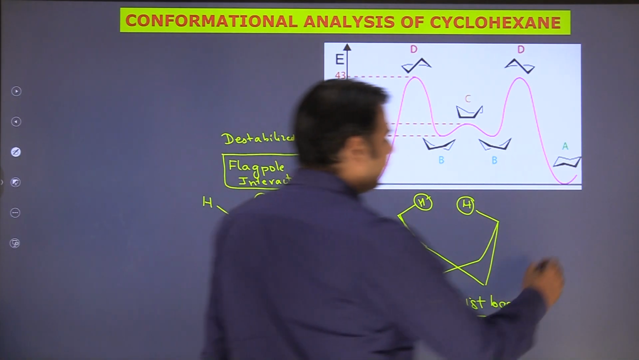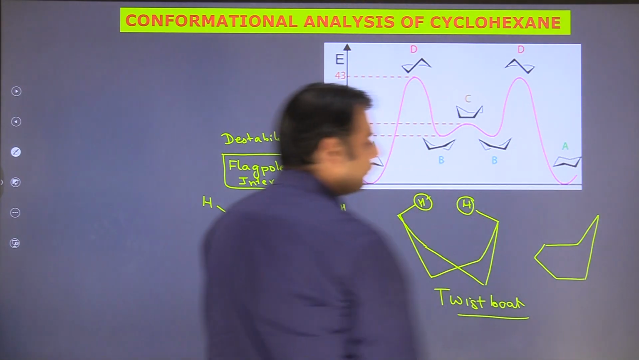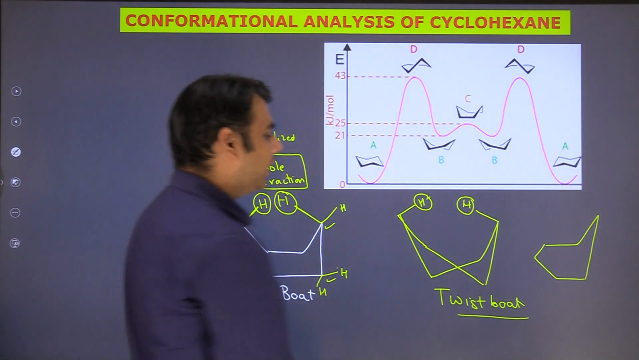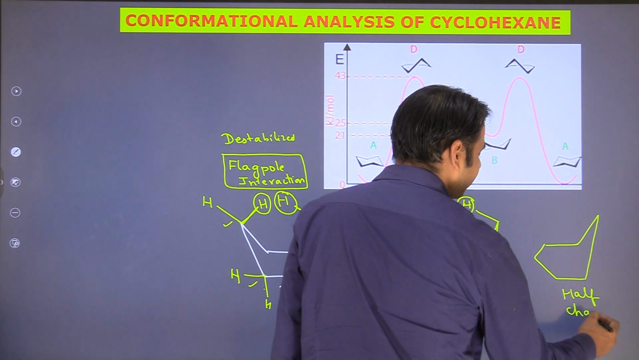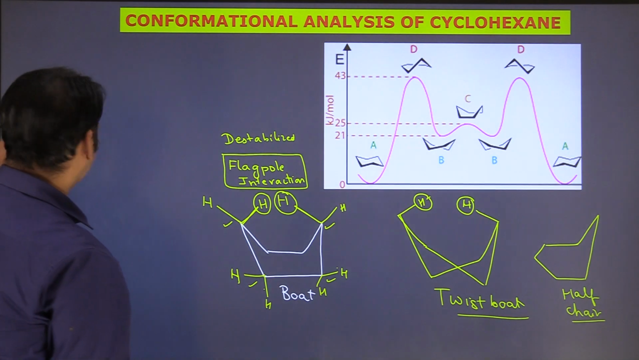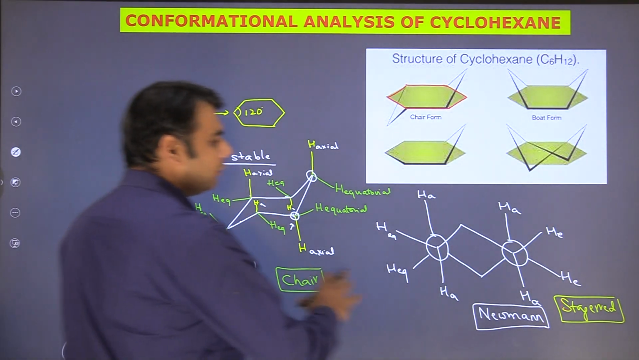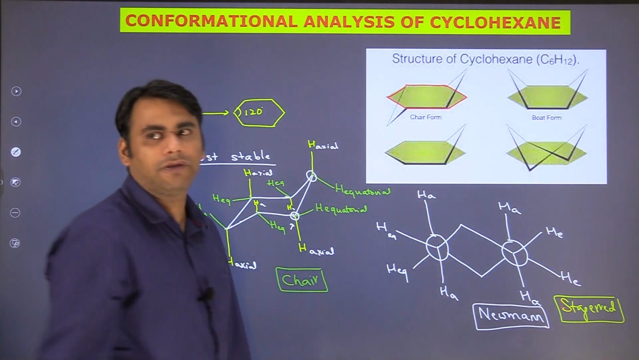Then basically you have a half chair. So half chair is basically this one. Now half chair is the most unstable form of the cyclohexane. So these are the different forms. You just have to remember the chair form. You don't have to worry about the other forms because generally JEE doesn't ask questions on the other forms.